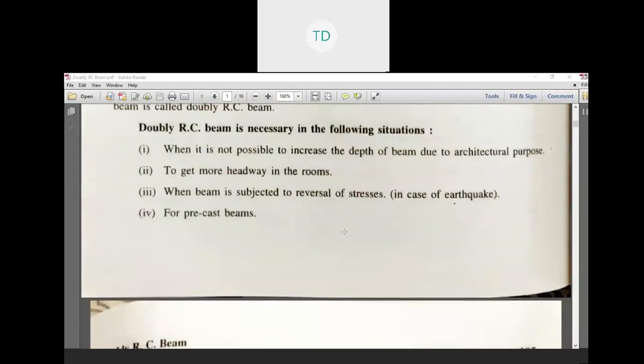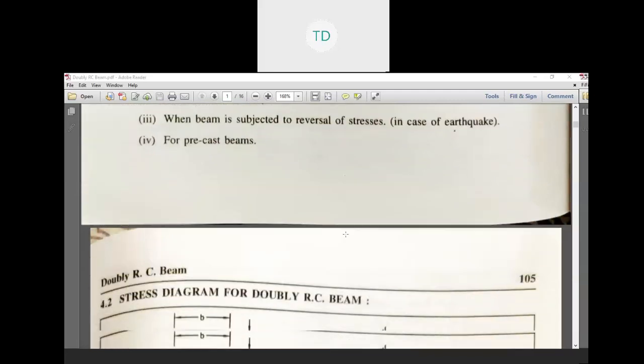Why and where is the doubly reinforced beam necessary? First, when it is not possible to increase the depth of the beam due to architectural purposes. Second, to get headway in the roof. Third, when the beam is subjected to reversal of stresses. Also for prestressed precast beams.